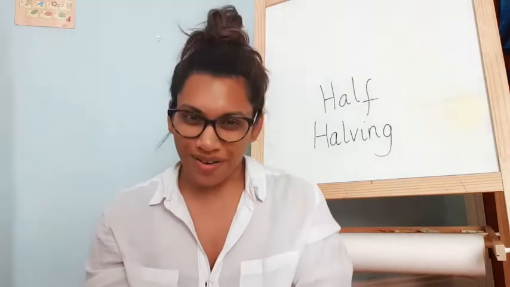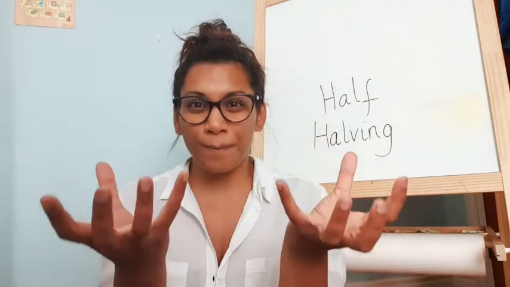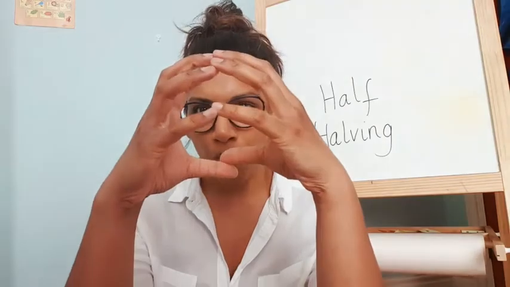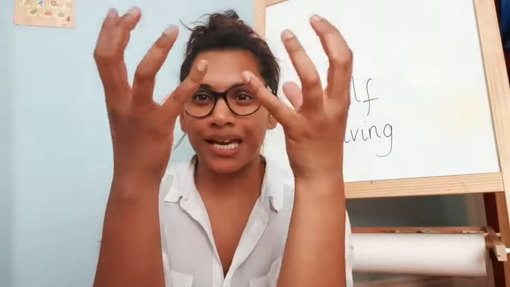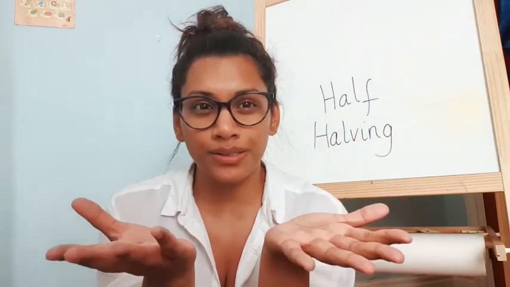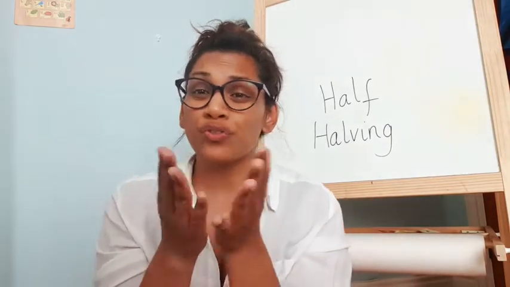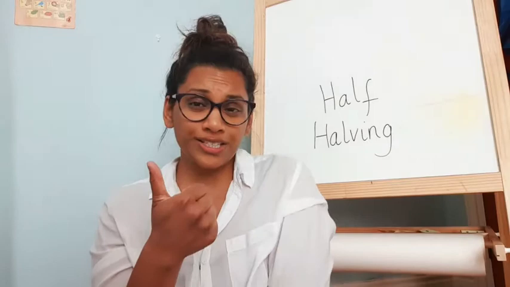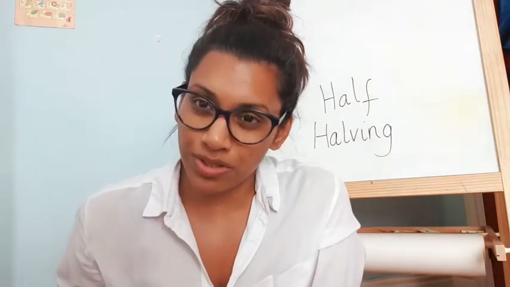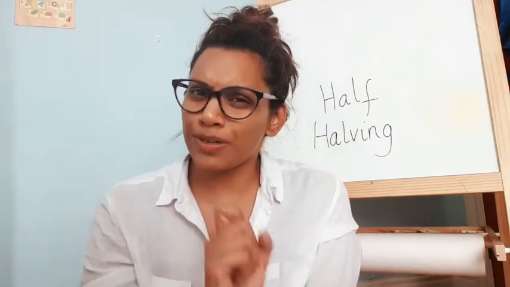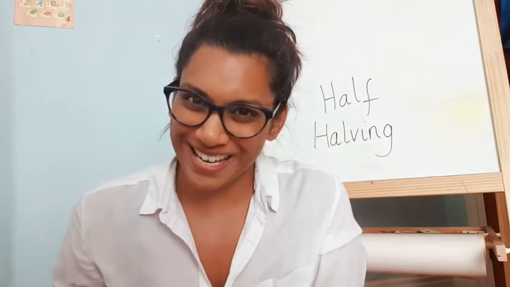Halving is one of two equal parts. So you have a whole amount and you can split it into two equal parts. One of those parts is half. You can find half of an object, a shape, or an amount. And I'm sure you probably know a lot about halving already.